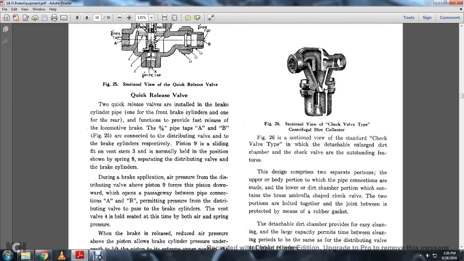Two quick release valves are installed in the brake cylinder piping, one at the front end of the brake cylinders and one at the rear. Their function is to provide fast release of the brakes. The 3/4 inch pipe taps A and B, shown in the figure, are connected with the distributing valve and the brake cylinder respectively. Piston 9 slides in the valve, and the vent valve stem 3 is normally held in position by spring 8, separating the distributing valve from the brake cylinder.